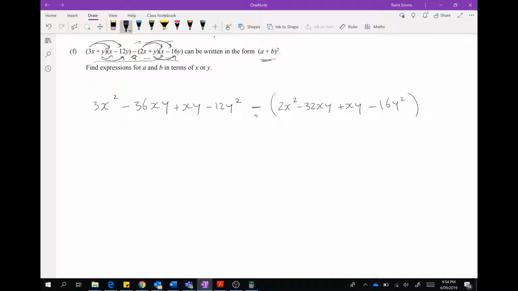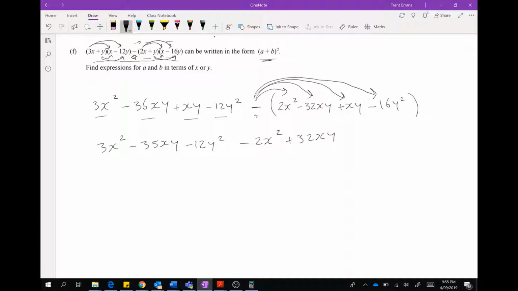Let's do the simplifying that we can at the moment. So we've got negative 36xy plus 1xy will give me negative 35xy. I've still got the 3x squared at the front here, and I've got the minus 12y squared here, and we're going to times this negative sign all the way through, which is just going to change the sign on everything. So we're going to have minus 2x squared plus 32xy minus xy plus 16y squared.